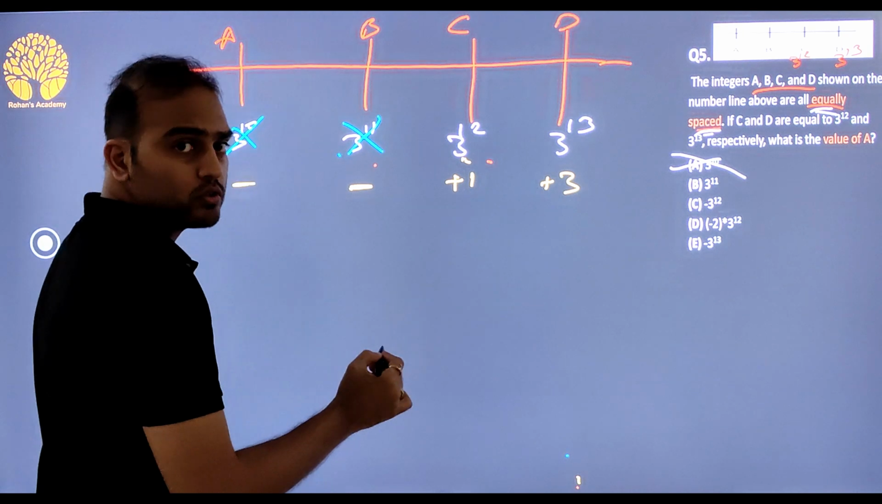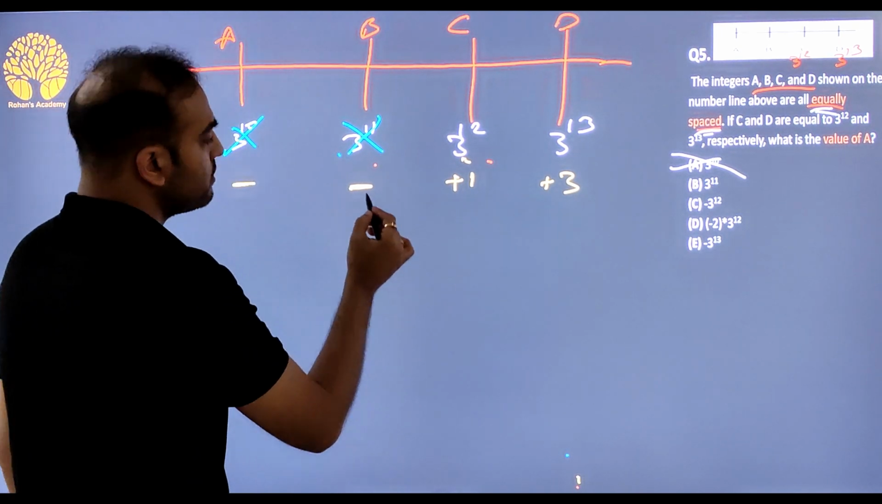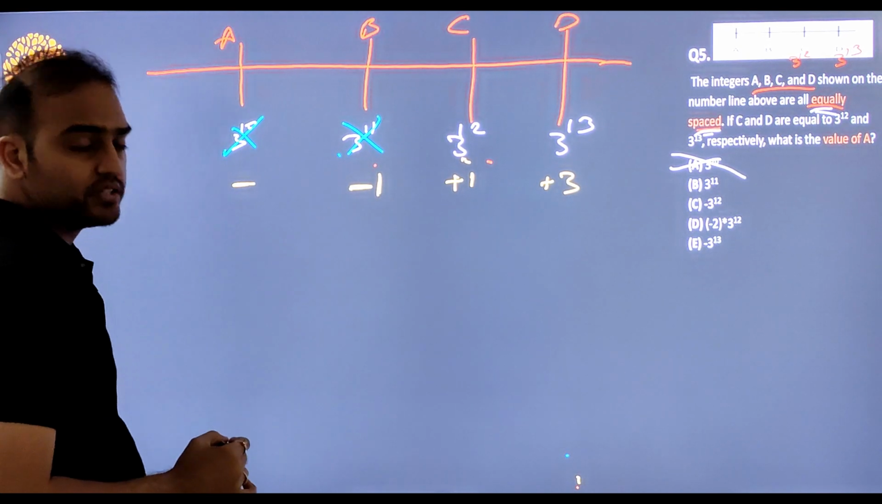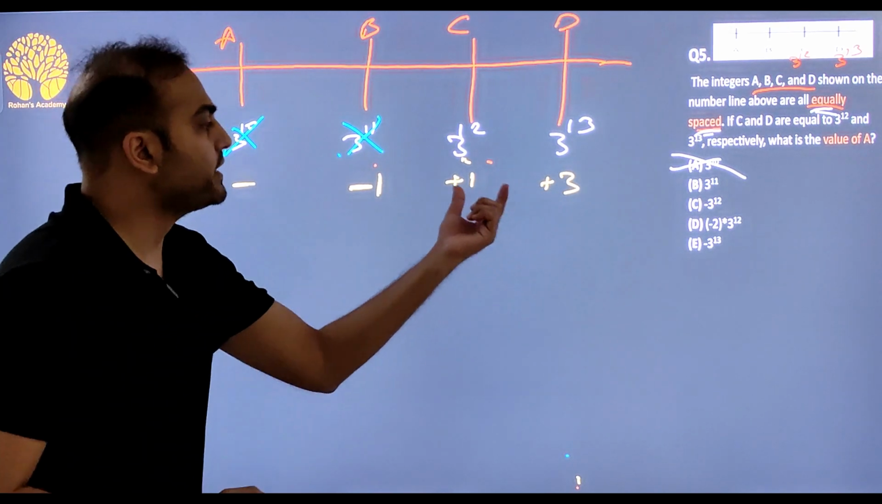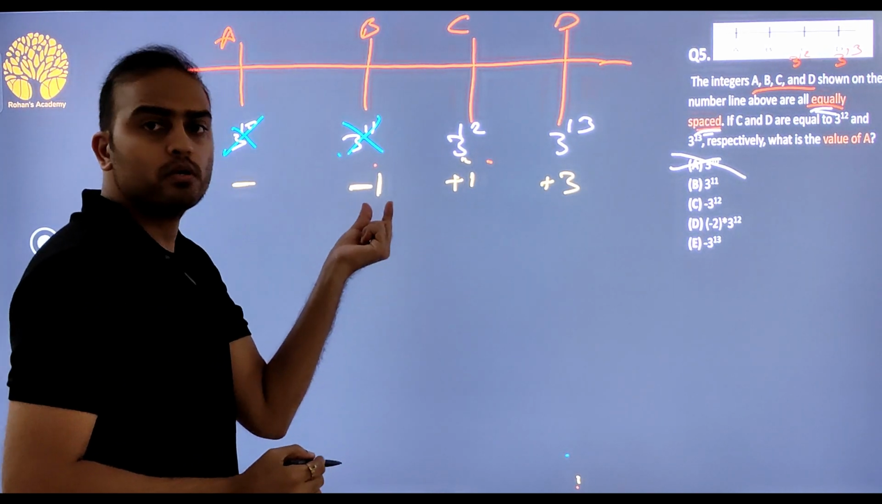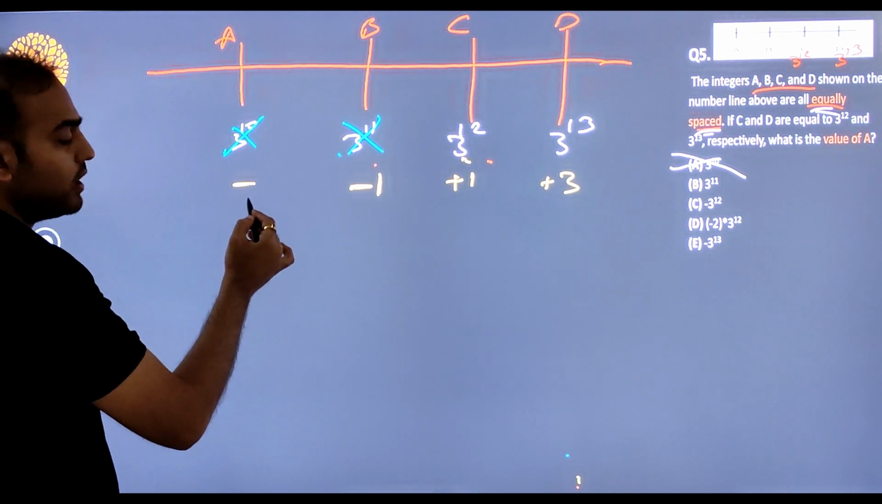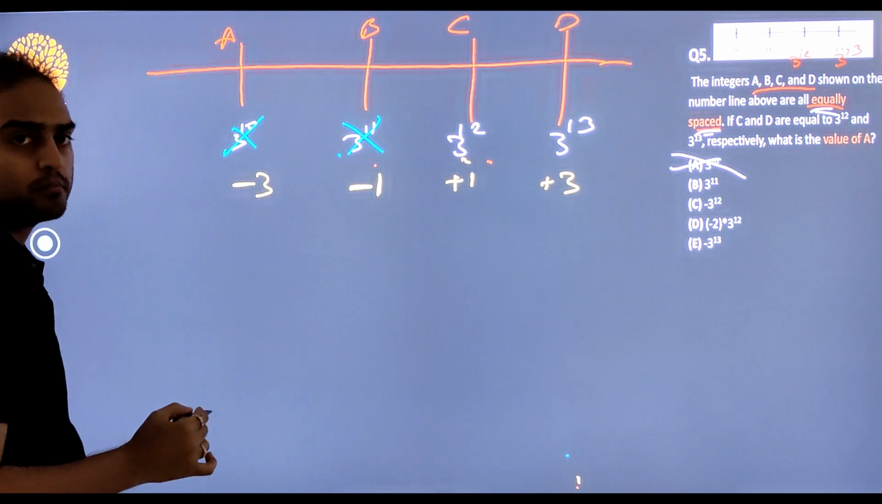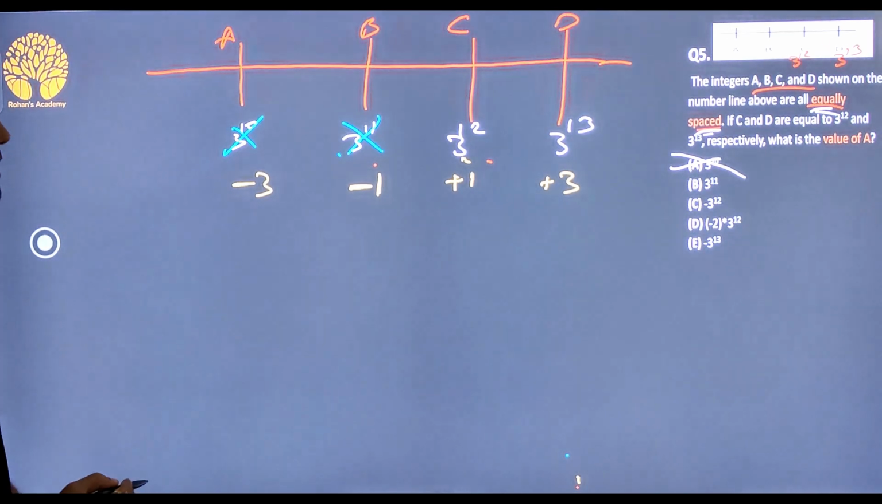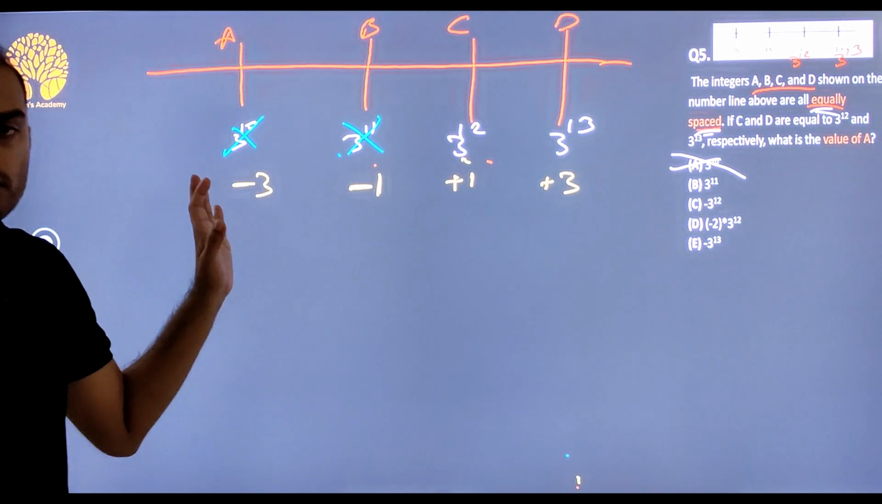So there is a gap of 2. This is plus 1, so this should become minus 1, because there is a gap of 2. This is minus 1, again a gap of 2, so this should become minus 3. This is the meaning of equally spaced.